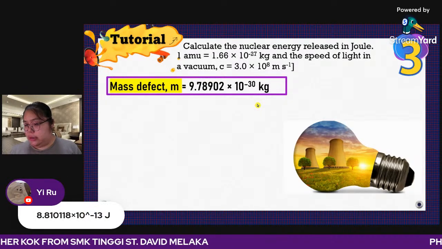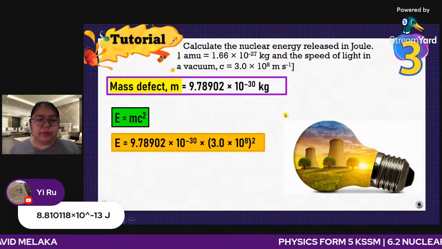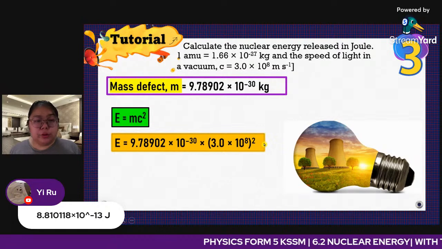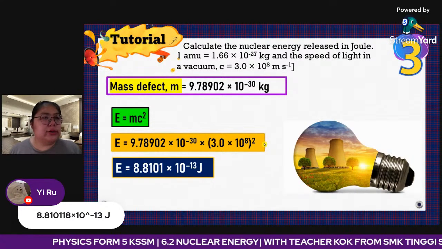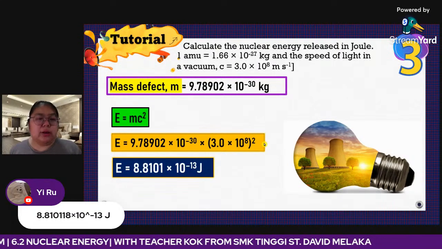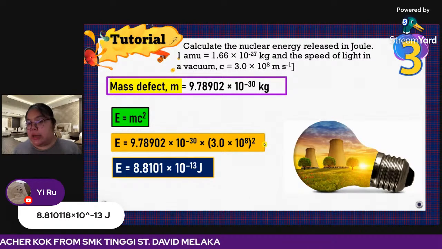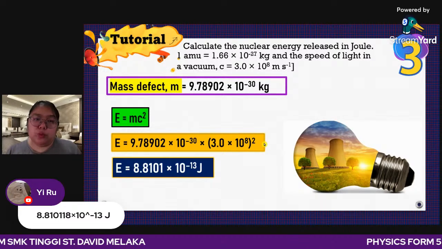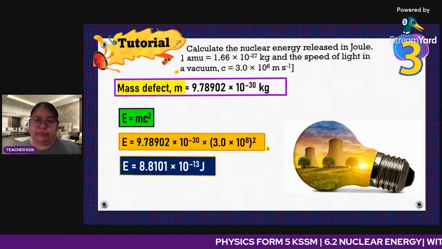So the answer, E equals mc squared. We multiply, remember to square. Final answer 8.8101118 times 10 power negative 13 joule. I think this one should be the last one.